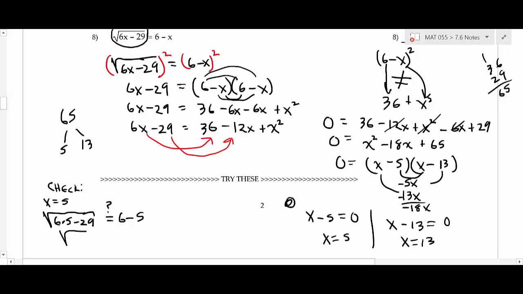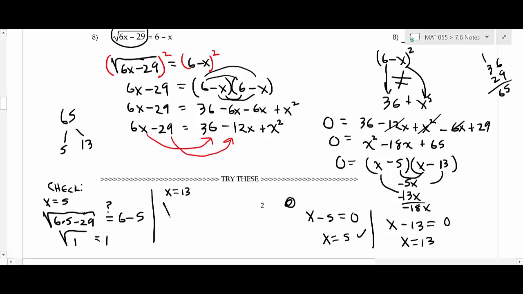What do you think? That would be 30 minus 29. That's 1, right? 6 minus 5 is 1. Is that good enough? Yeah, okay. So that one's good. We know that one's right. Okay, let's try the next one. So let's work with x equals 13.